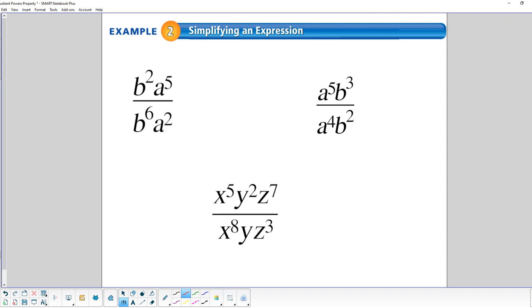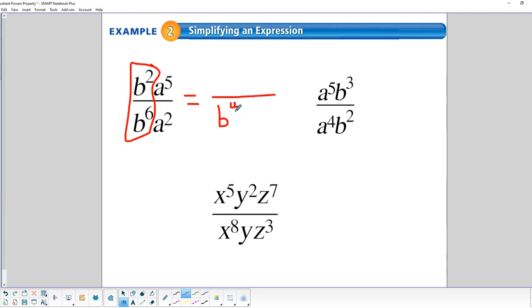All right, so what if we have more than one variable? What if we have b's and a's? Well, you just do the same thing. You just do them separately. So if you got the b's, in this case, we're going to subtract the 2 from the 6, and that will leave us on the bottom b to the 4th.